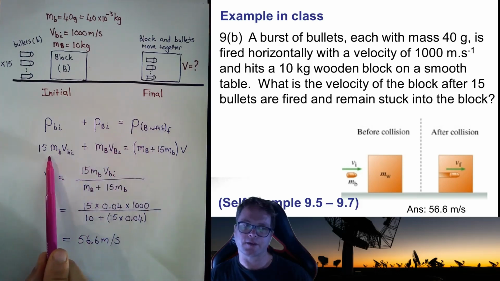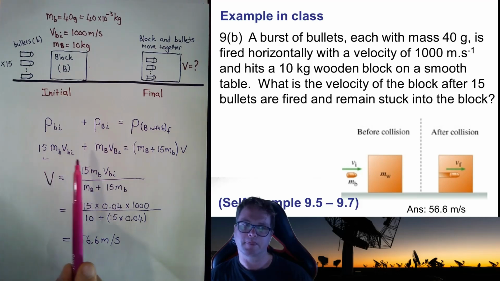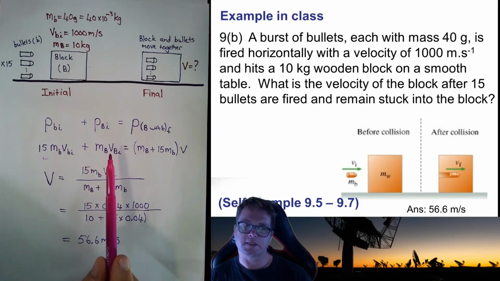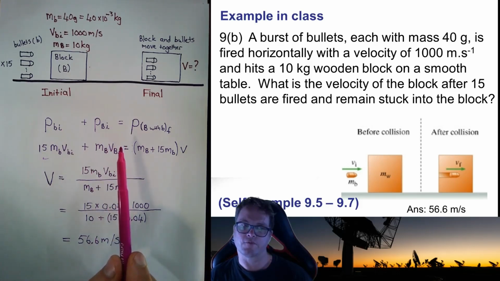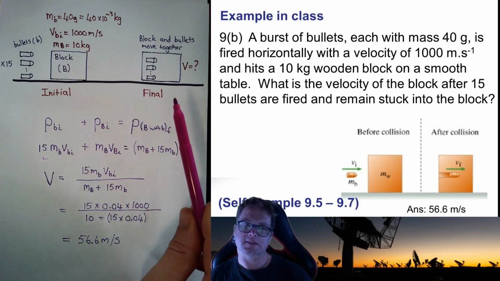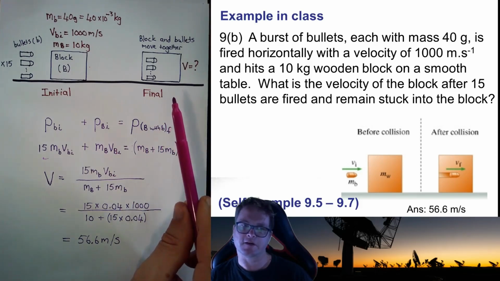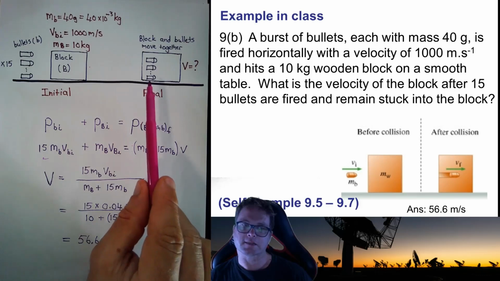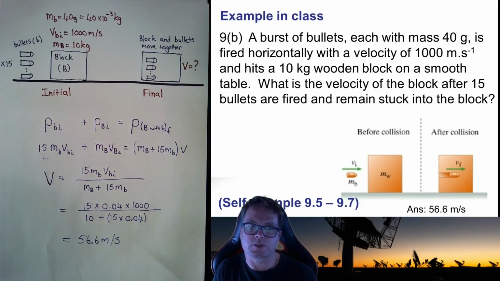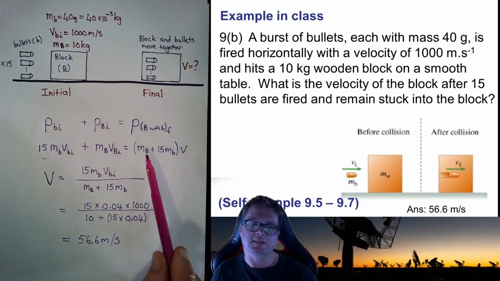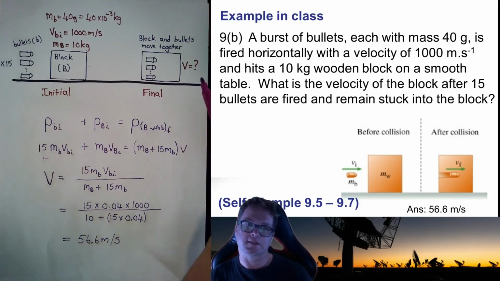If we look at this here, you can see there are going to be 15 bullets. So this is where that 15 comes from. The initial velocity of the block is 0, right? Because to start off with, the block is at rest. So this whole term here is going to fall away. In the system for which we're asked to calculate the final velocity, the bullets are now stuck within the block. So we have one whole block with bullets moving together, and they're both going to be moving with velocity v.